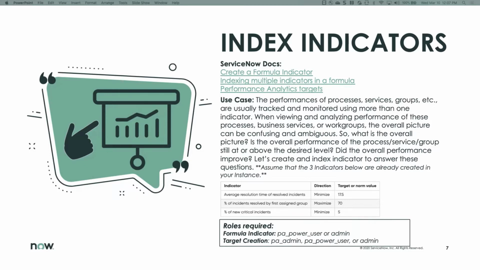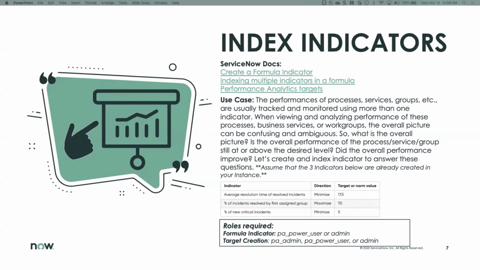The performance of processes, services, groups, etc., are usually tracked and monitored using more than one indicator. When viewing and analyzing performance of these process, business, service, or work groups, the overall picture can be confusing and ambiguous. So what is the overall picture? Is the overall performance of the process service group still at or above the desired level? Did the overall performance improve? So we're going to create an index indicator that's going to answer all of these questions.